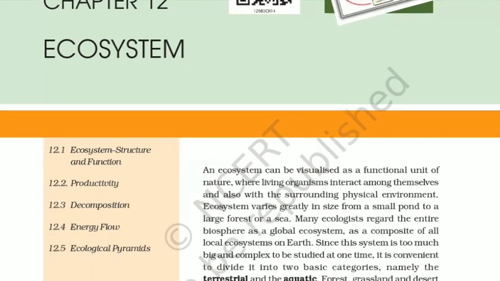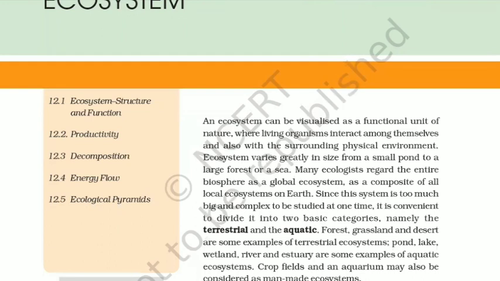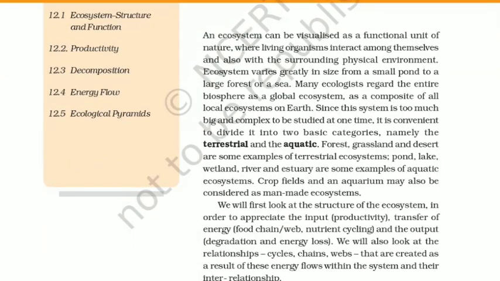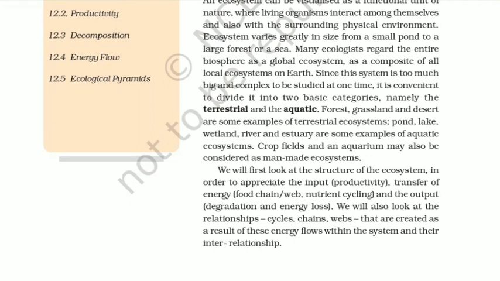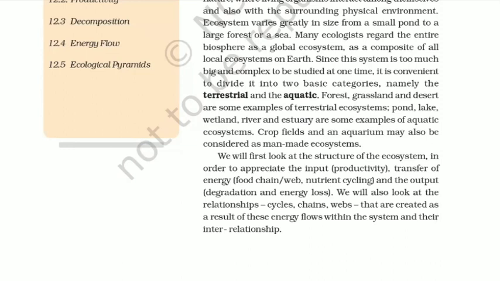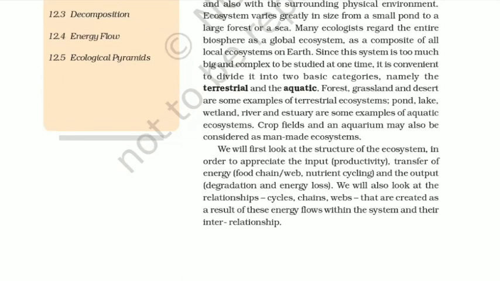Let's begin with the reading. An ecosystem can be visualized as a functional unit of nature where living organisms interact among themselves and also with the surrounding physical environment. Ecosystems vary greatly in size from a small pond to a large forest or a sea. Many ecologists regard the entire biosphere as a global ecosystem, as a composite of all local ecosystems on Earth.